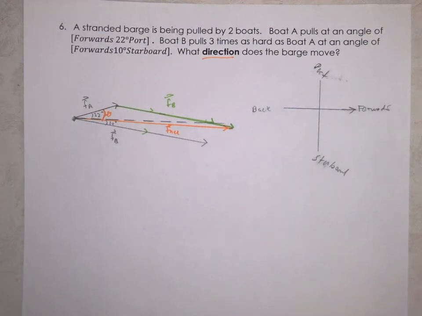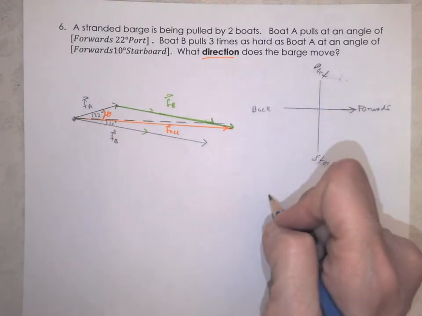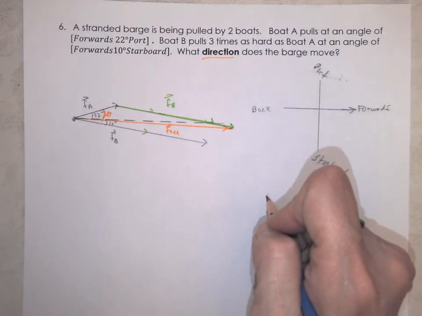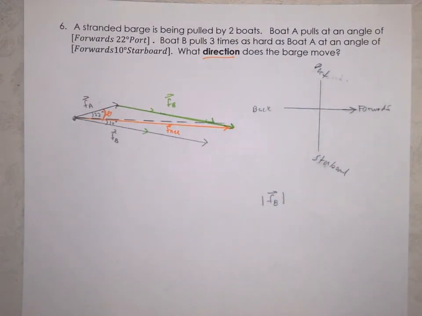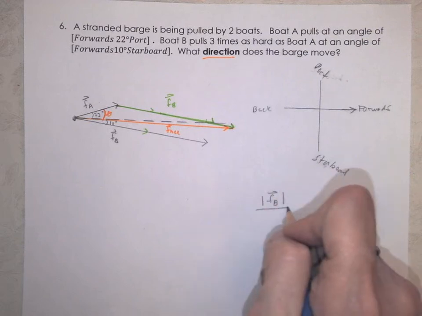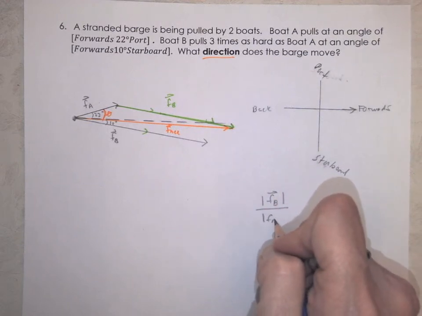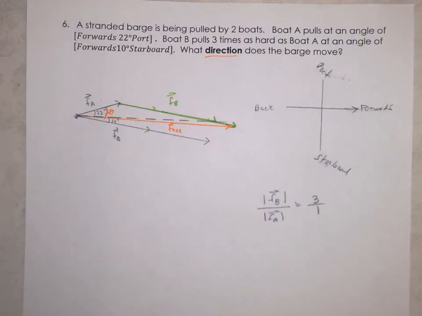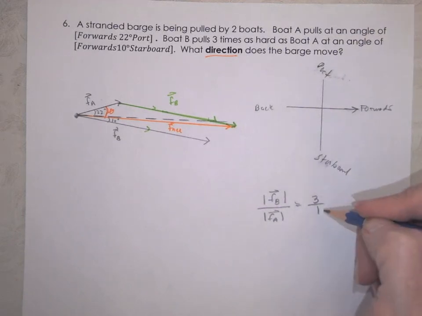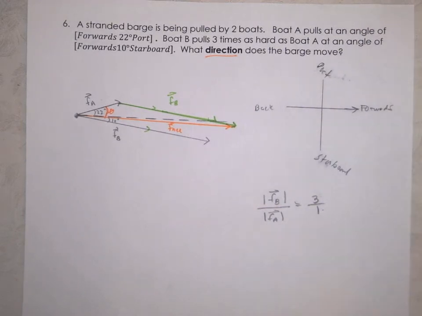And then another piece of information we're given is that boat B pulls 3 times as hard as boat A. So we know that the magnitude of the force that boat B pulls at divided by the magnitude that the force of boat A pulls at is going to be 3/1. Okay? So as long as we keep our forces in that ratio, we could use 300 newtons and 100 newtons, or 3 newtons and 1 newton, as long as we keep that ratio constant.